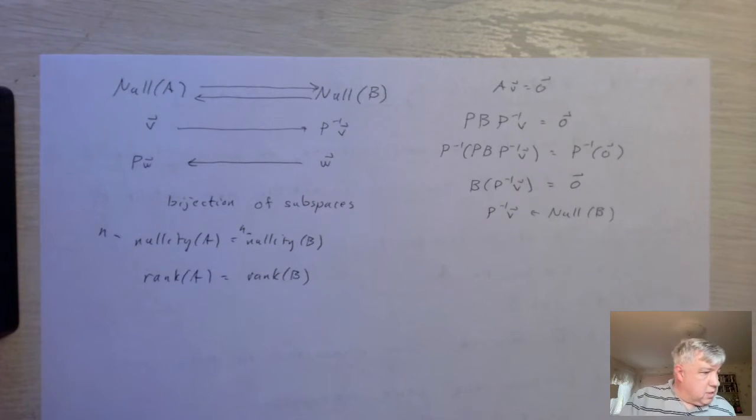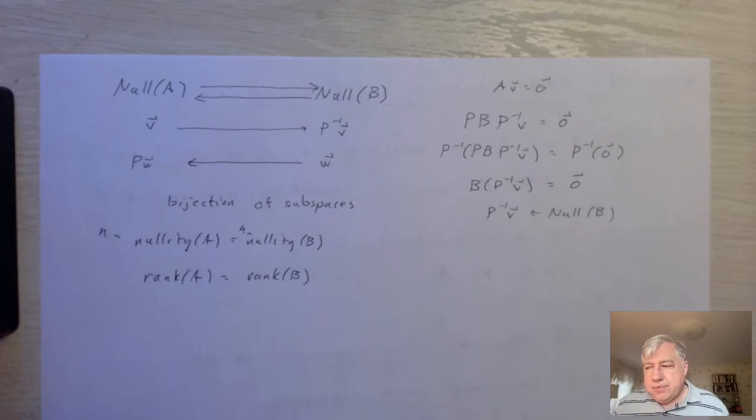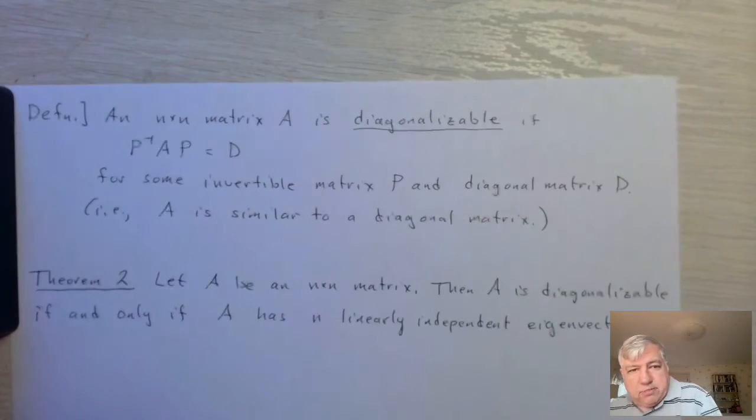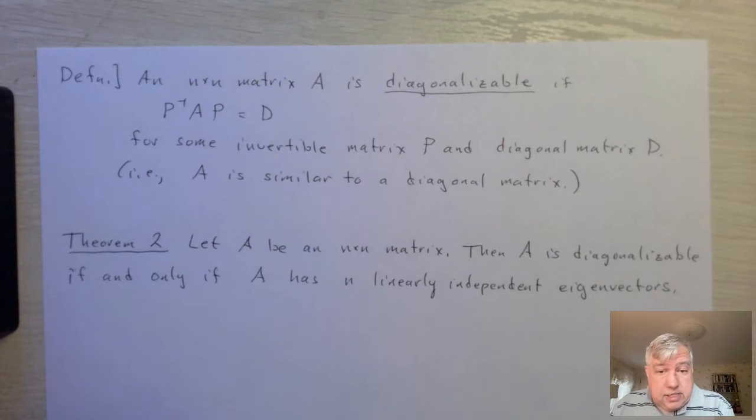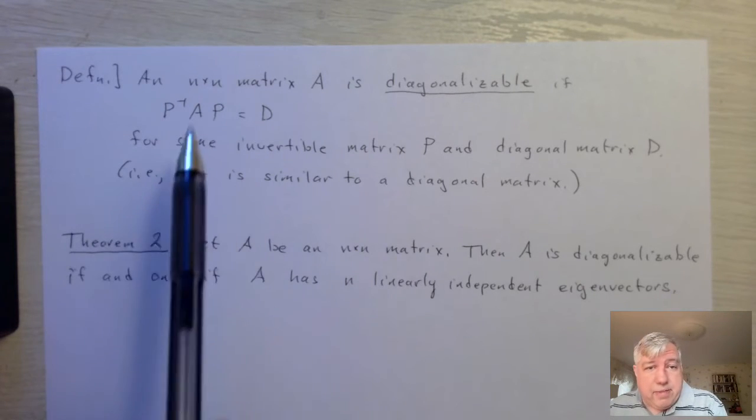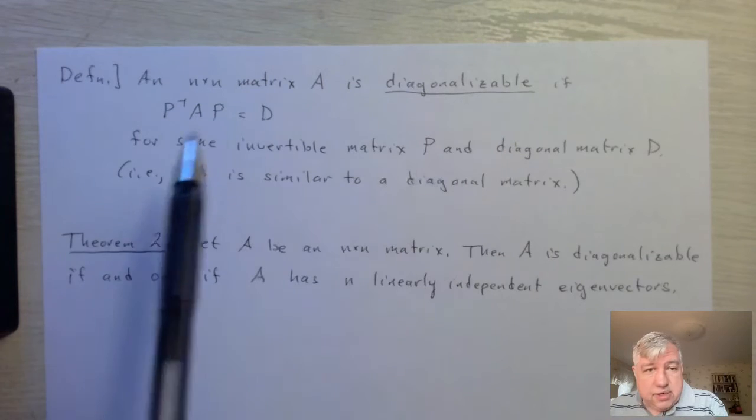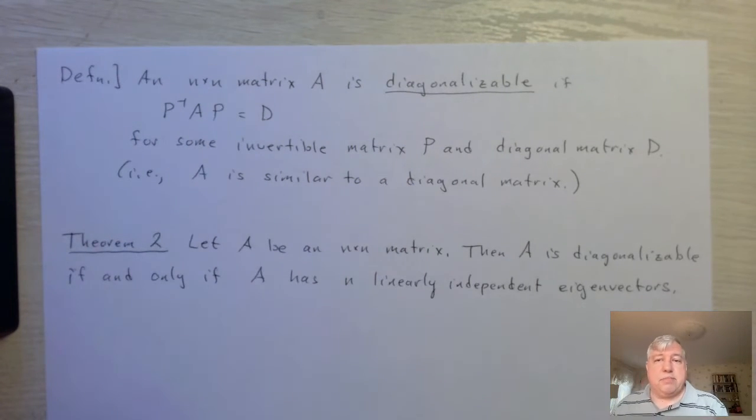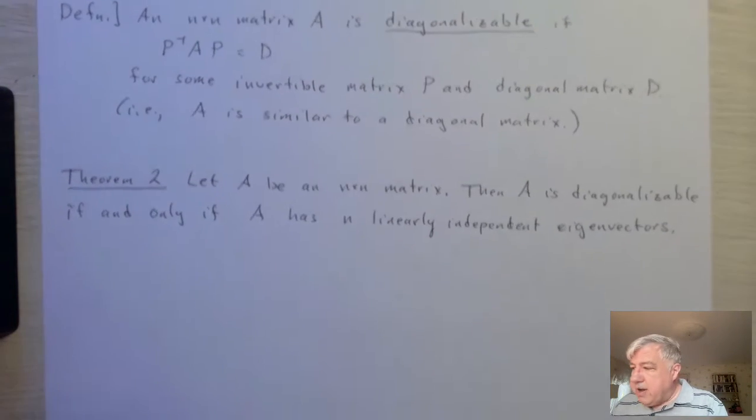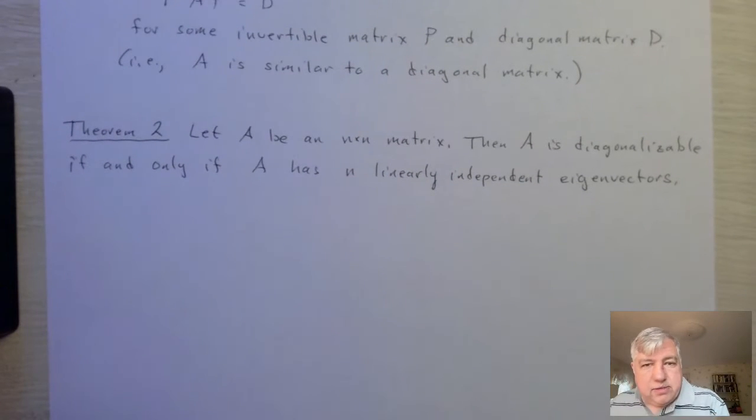All right. So that's about all we have about similar matrices right now. And so we're interested in the case when a matrix is similar to a diagonal matrix, and if that's the case, then we call it diagonalizable. So we say an n by n matrix A is diagonalizable if P inverse A P is equal to D for some invertible matrix P and some diagonal matrix D. Now there's a very straightforward characterization of diagonalizable matrices.